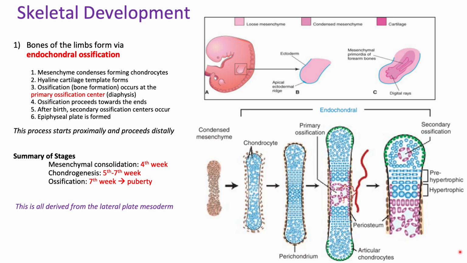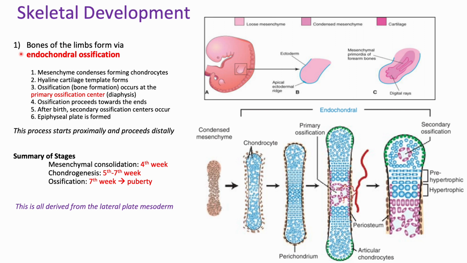So while we have developing of the limb bud, it's also important that we recognize that we have skeletal development that is going on as well. And what's really important to note is that the bones of the upper and lower limb are going to be forming due to a process known as endochondral ossification. And so this happens through a series of steps.